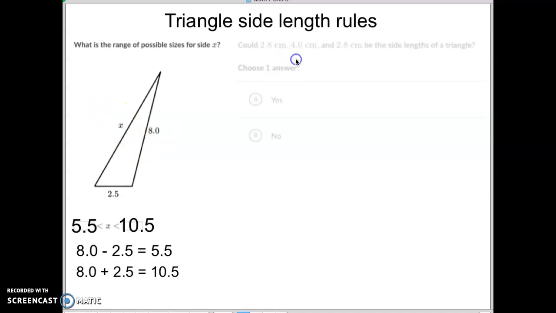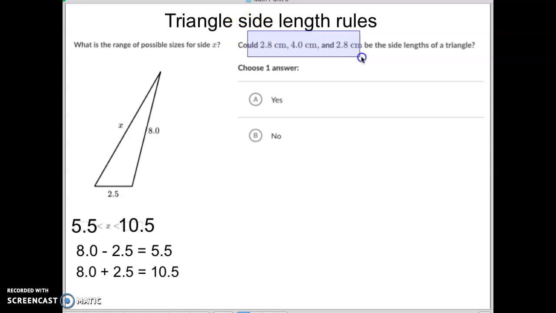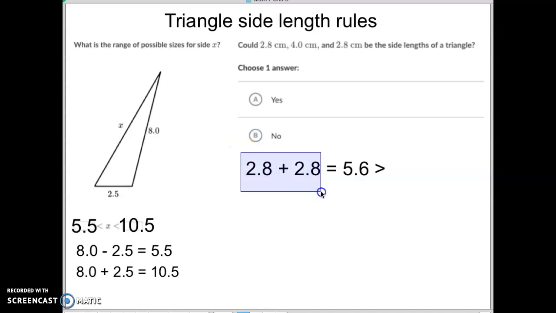All right, let's do one more here. Could 2.8, 4.0, and 2.8, so I'm looking at these three sides right here, could that be a triangle? Well, how I like to do it is I take the two smallest sides, I add them together and make sure it's greater than the biggest length they gave you. So what is 2.8 plus 2.8? Well, it's 5.6. Is 5.6 greater than the third side? And the third side is 4.0. And the answer is yes, it is. So yes, that could be a triangle.